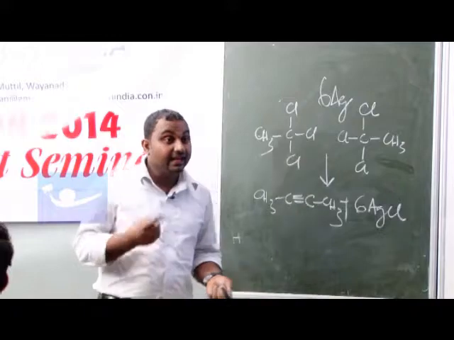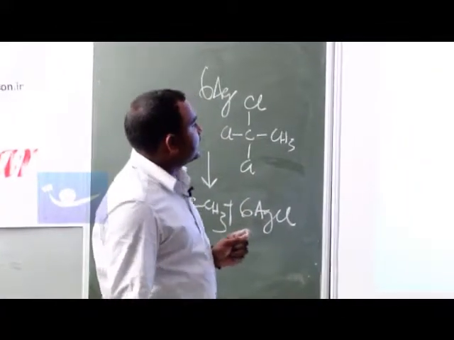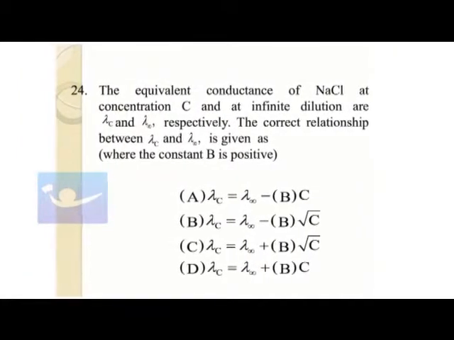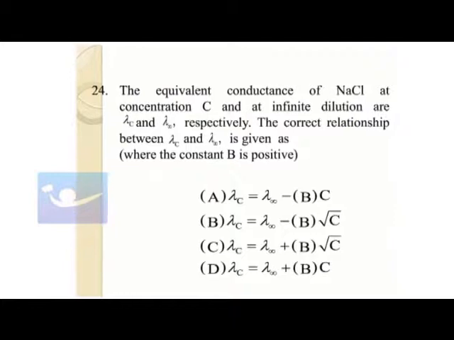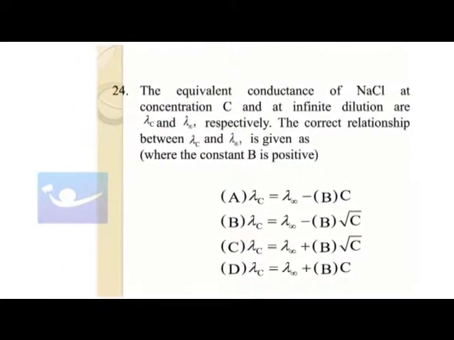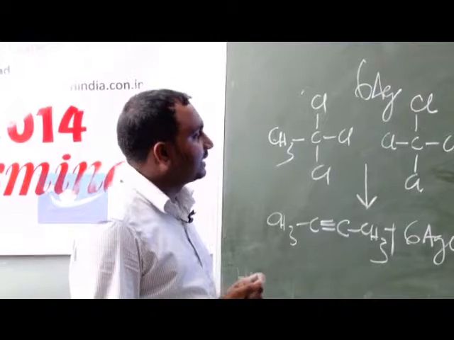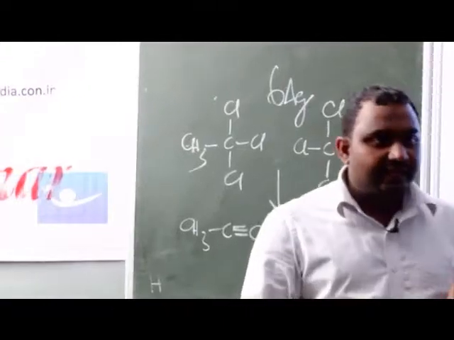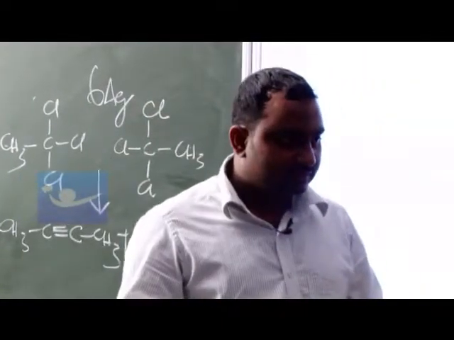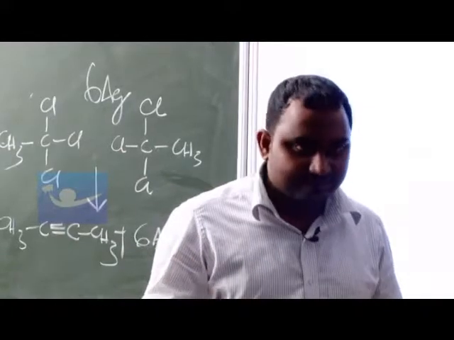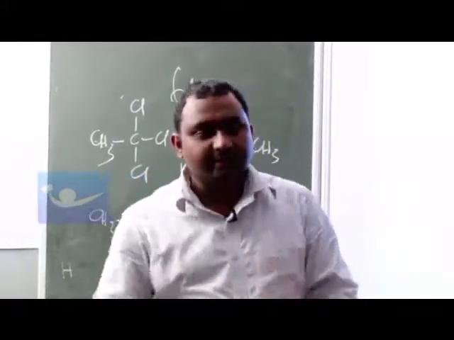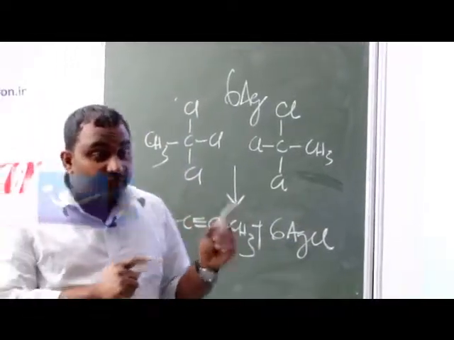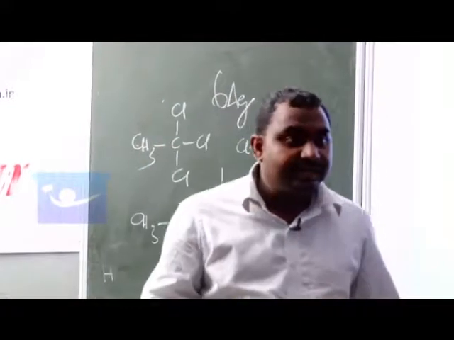ethynes or alkynes. The equivalent conductance of NaCl at concentration C and at infinite dilution are lambda C and lambda infinity respectively. Then the correct relationship between lambda C and lambda infinity is given as, and this is actually, you know, in case of weak electrolyte, as you go for dilution, the conductance increases, right, because the ionization of the weak electrolyte increases. Whereas in case of strong electrolyte, they are called strong electrolyte because they completely get ionized.